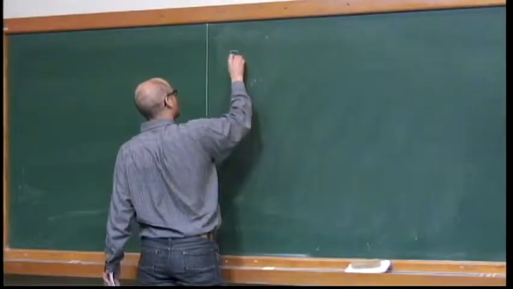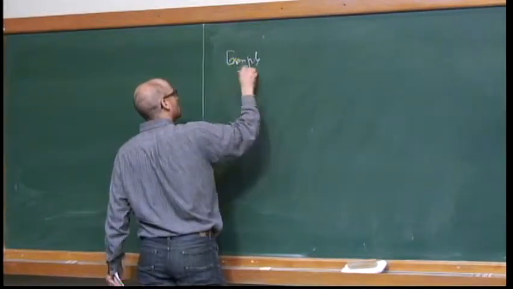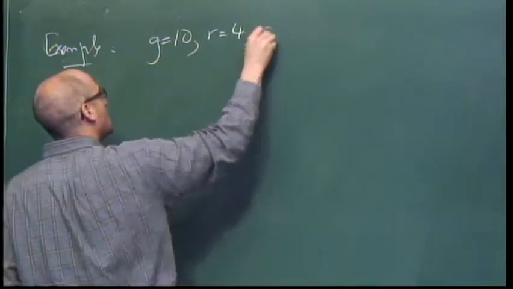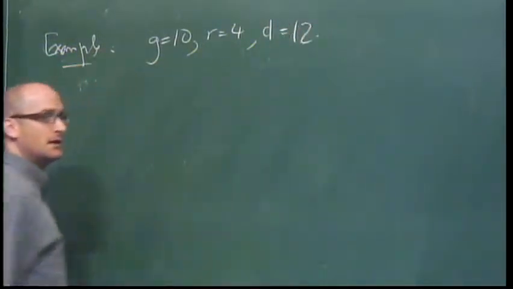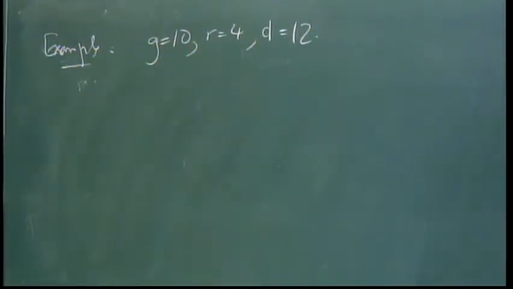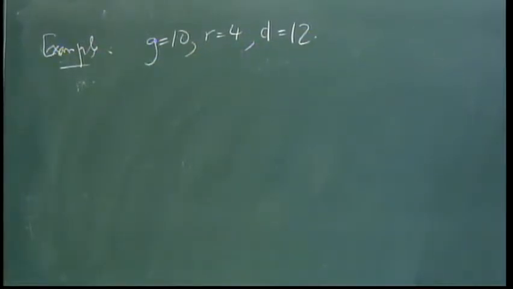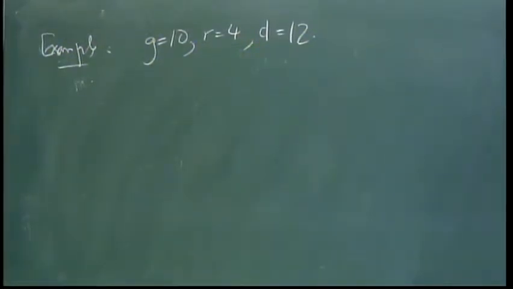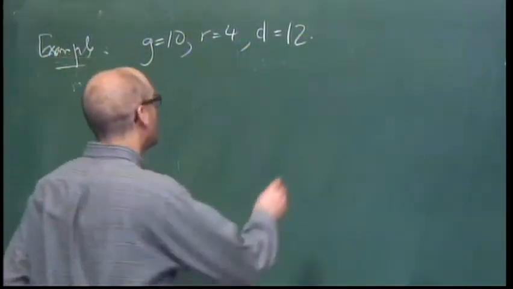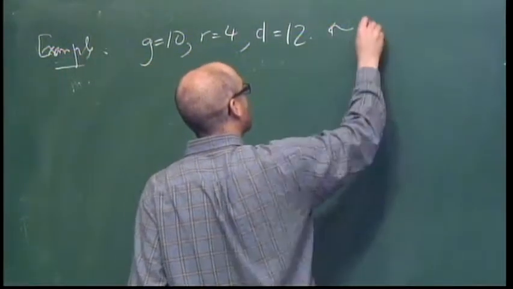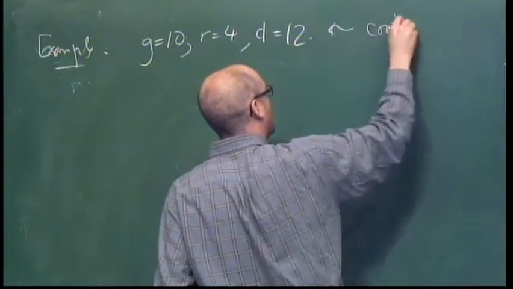So here's the example that I'd like to give you. So this is g equals 10, r equals 4, d equals 12. And so this is a case of an adjoint of a gonality pencil. So this is the case that was studied by Voisin. This is actually exactly the case that leads to the first counterexample to the slope conjecture.